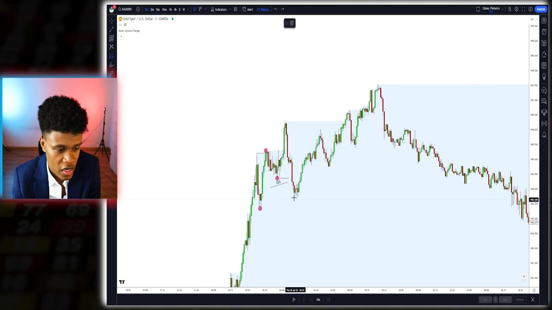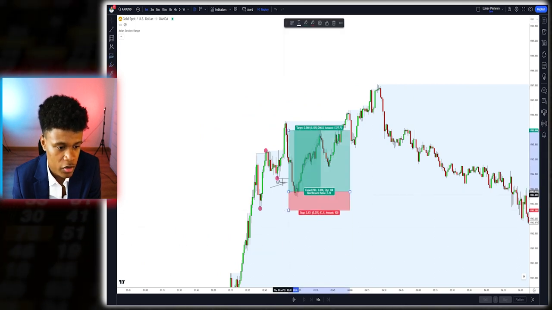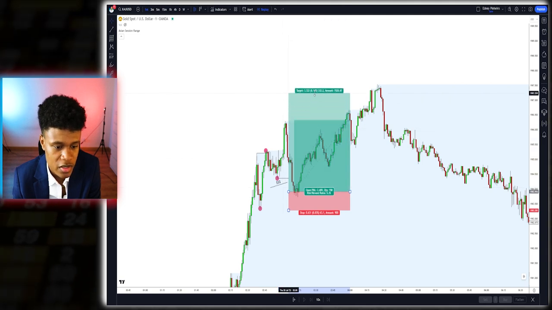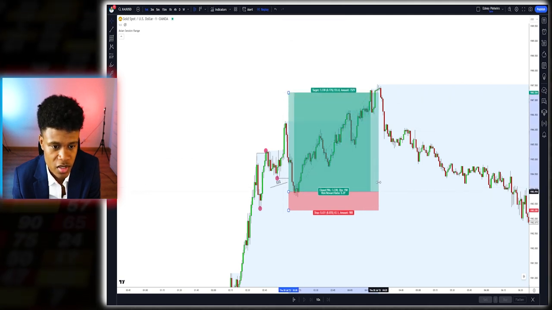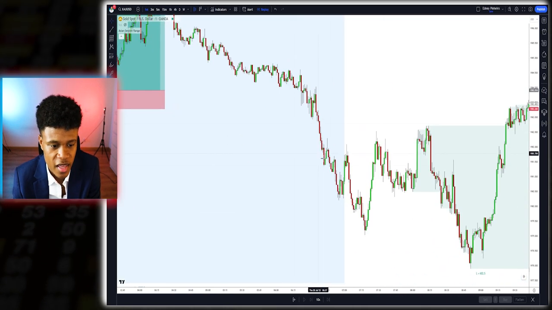But I will take this trade exactly right here, because I will be able to identify this as a clear manipulation and an easy 1-to-5 risk reward trade right here. Easy 1-to-5, because this is clearly manipulation. I already teach you guys how to identify that.